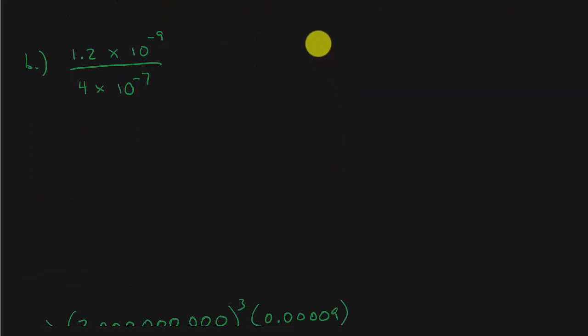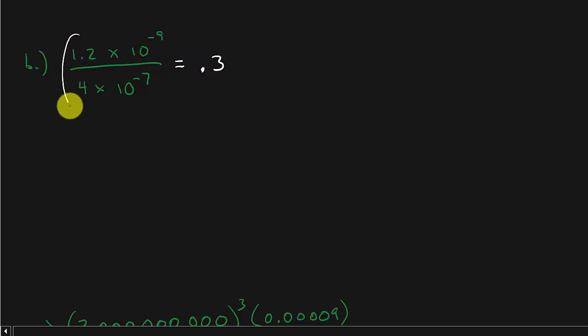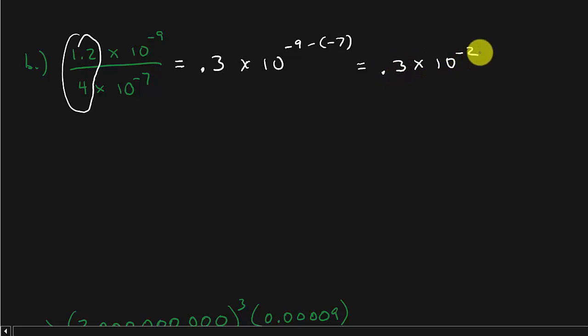All right, so I've got 1.2 times 10 to the negative 9 over 4 times 10 to the negative 7. The first thing you want to do is take the 1.2 divided by 4, and that's going to give you 0.3. I just punched that in my calculator. And that's times 10 to the negative 9, over negative 7. Like bases, I subtract exponents. And so this is going to give me 0.3 times 10 to the negative 2.